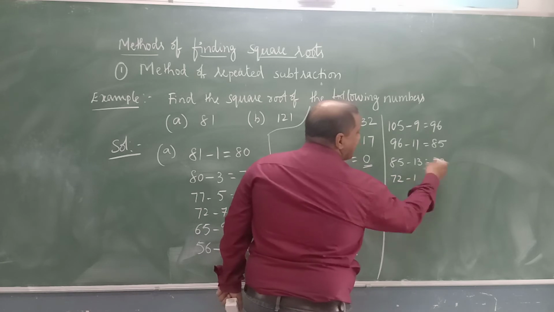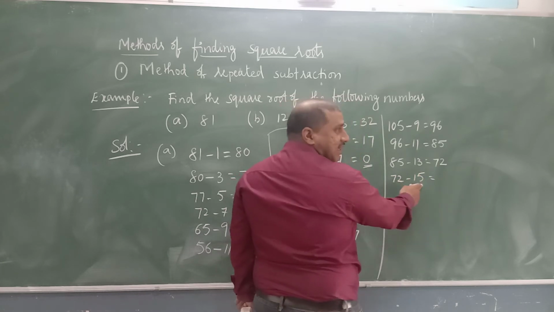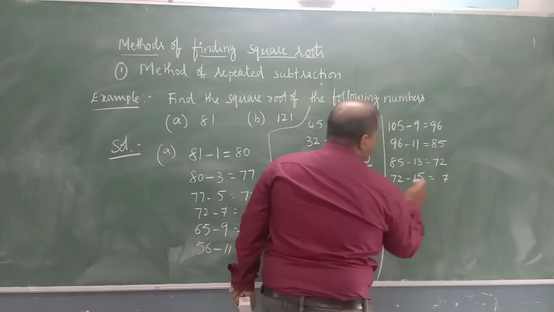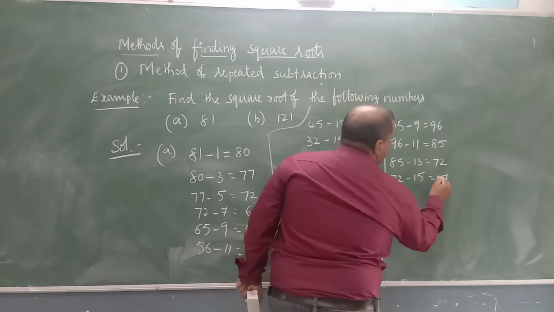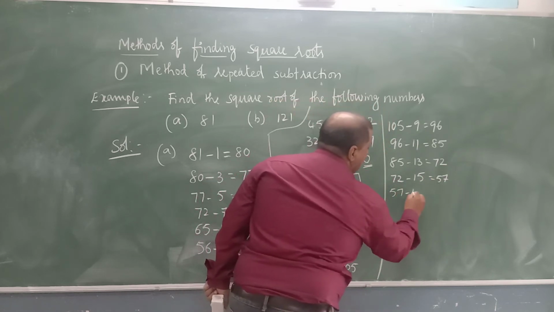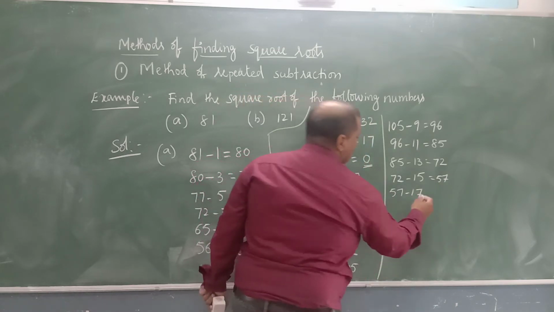72 minus the next odd number, it is 15. 72 minus 15: 2 minus 5 is not possible, so go for borrowing. 12 minus 5, it is 7. 6 minus 1, it is 5. 57. 57 minus the next odd number, it is 17. 57 minus 17 is equal to how much we get?